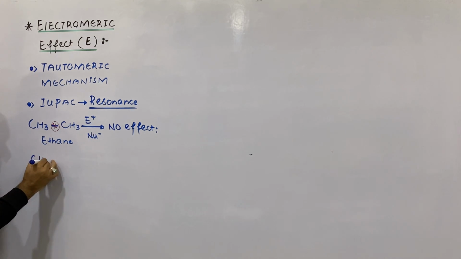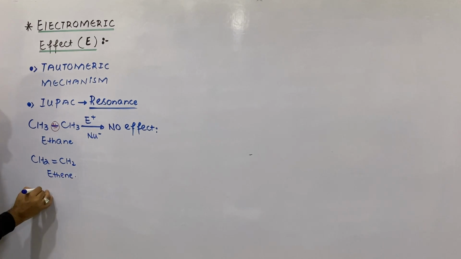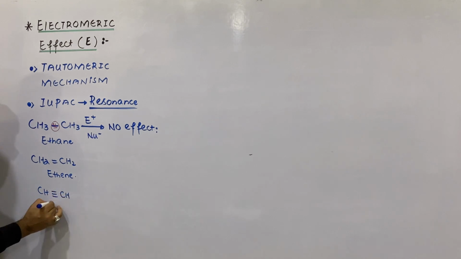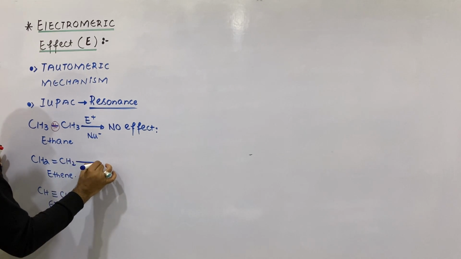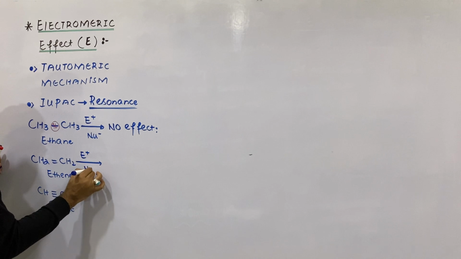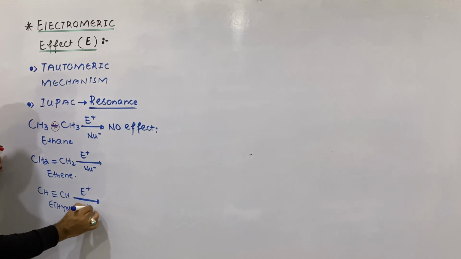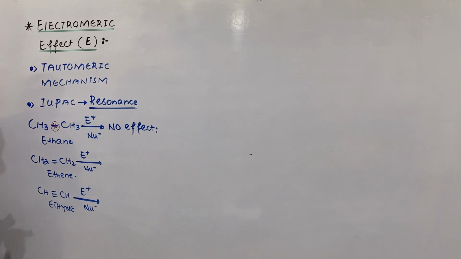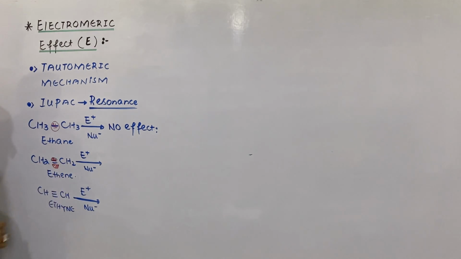But if we have some unsaturated molecule like ethene or ethyne that have pi bonds, now when an electrophile or nucleophile attacks the molecule of ethene or ethyne, both of these have pi bonds between the carbon atoms, and you know the pi electronic cloud is present above and below the nuclear axis.